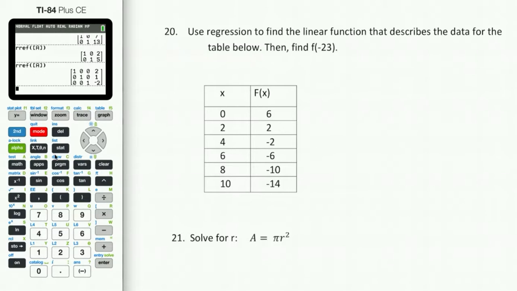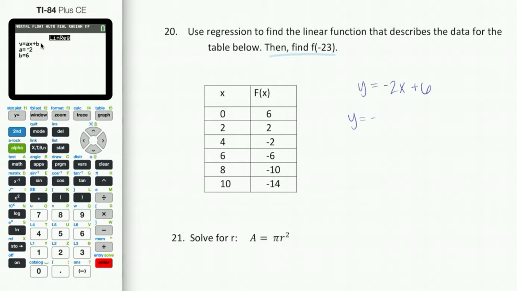So then we're going to get out of here. We're going to go back to stat, go over to calc, and then we are going to linear regression. So enter. We're using L1 and L2. Go down to calculate. And there is our equation, y equals ax plus b, where our a is -2, so -2x plus 6. So that is our equation. So then it says find f of -23. So that means we are taking this equation and plugging in -23.